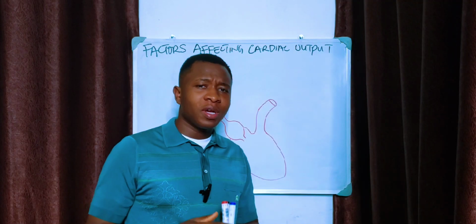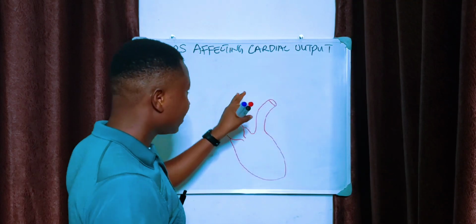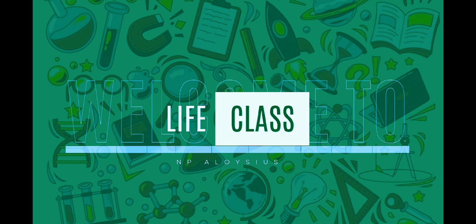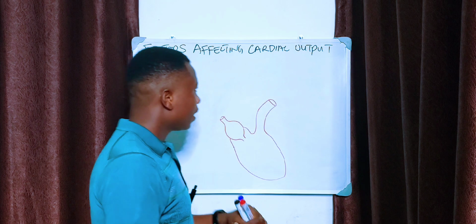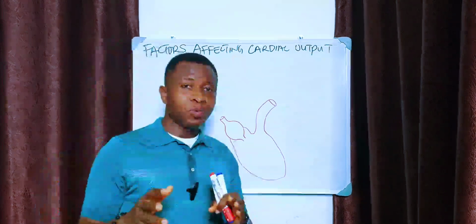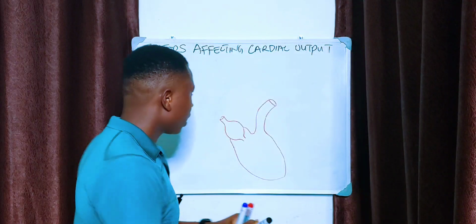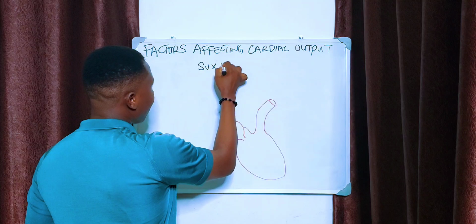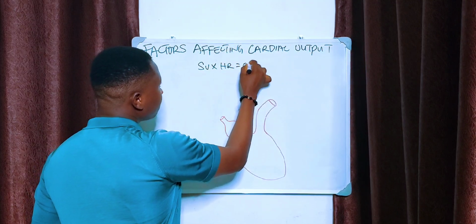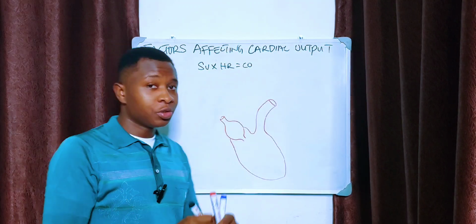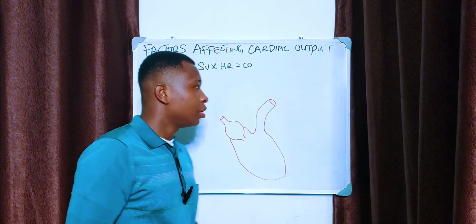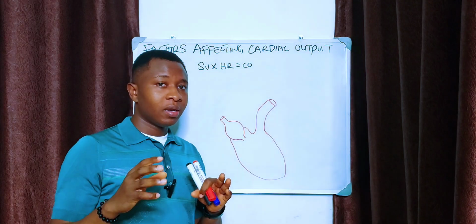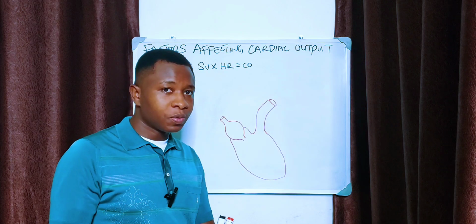Hey guys, so let's look at the factors that affect cardiac output. Now, cardiac output, we know, is gotten by multiplying the stroke volume by the heart rate. So when you multiply the stroke volume by the heart rate, you get your cardiac output. Now, there are three basic stages involved in cardiac output.